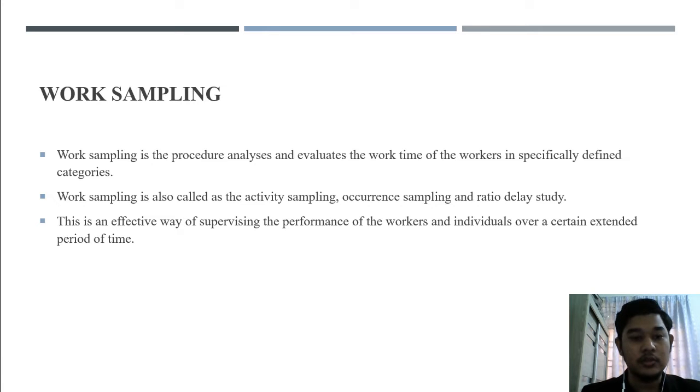Next is work sampling. Work sampling is the procedure of analyzing and evaluating the work time of the worker in specifically defined categories. Work sampling is also called activity sampling, occurrence sampling, and ratio delay study. This is an effective way of supervising the performance of the worker and individual over a certain extended period of time.